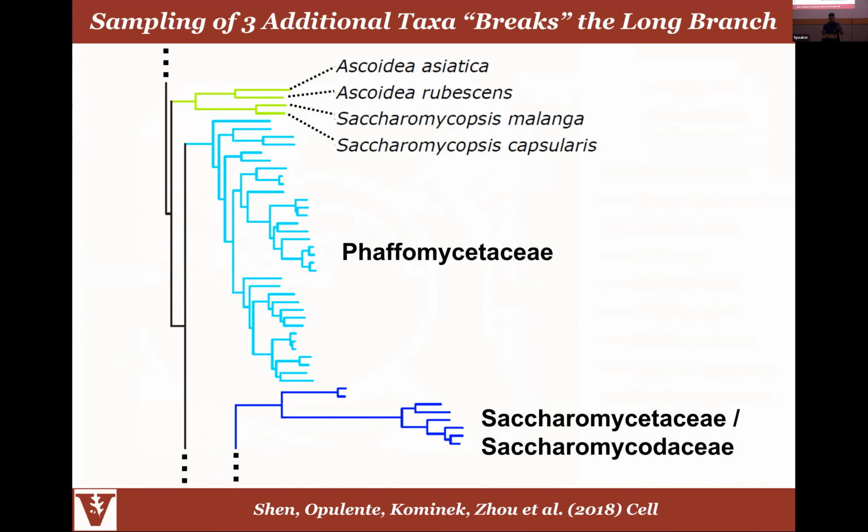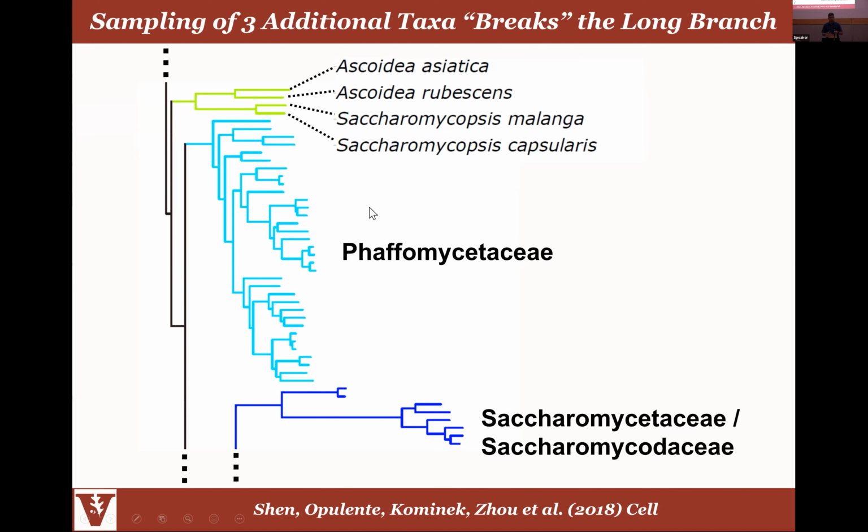And so what has changed in our data matrix, apart from increasing the number of genes and the number of taxa, was specifically that we had added 4 taxa now instead of 1. So our original analysis of the 86 species included just Ascoidea rubescens, and it was its placement that was the problem. Now we also had Ascoidea asiatica and these 2 Saccharomycopsis species.